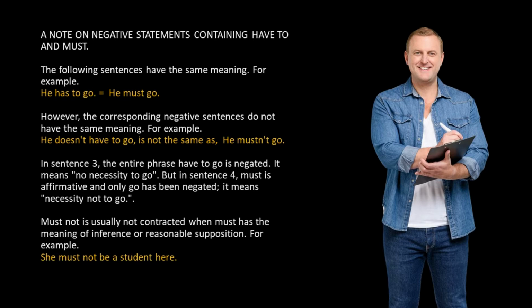In sentence 3, the entire phrase have to go is negated. It means no necessity to go. But in sentence 4, must is affirmative and only go has been negated. It means necessity not to go. Must not is usually not contracted when must has the meaning of inference or reasonable supposition. For example, she must not be a student here.